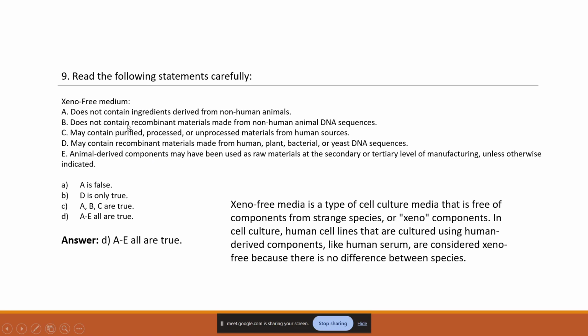And then in B, what they are saying is it does not contain recombinant materials made from non-human animal DNA sequence. Actually, B and D are the same thing. In D only, you can say it may contain material from plant, bacterial, yeast, but not from non-human animal. So that is a similar thing. And then it does not contain ingredients derived directly from non-human animals, like fetal bovine serum, which you should not use in your xeno-free media. And then your animal derived component.